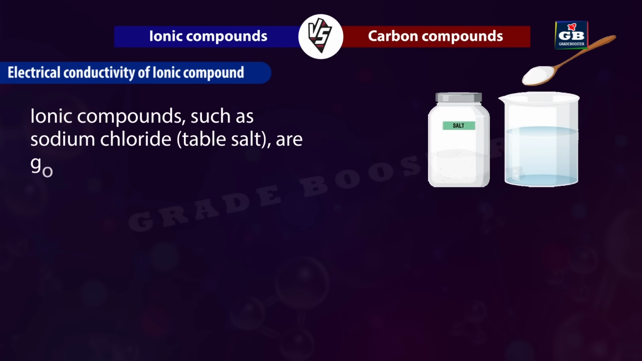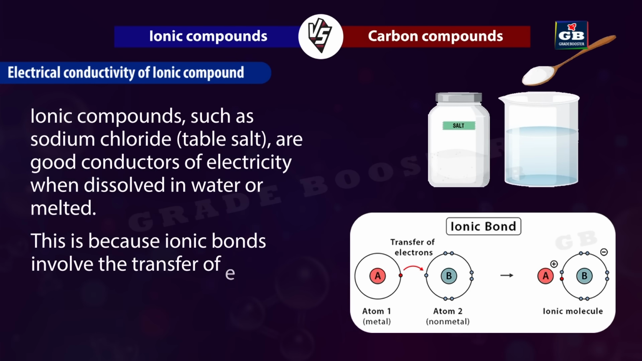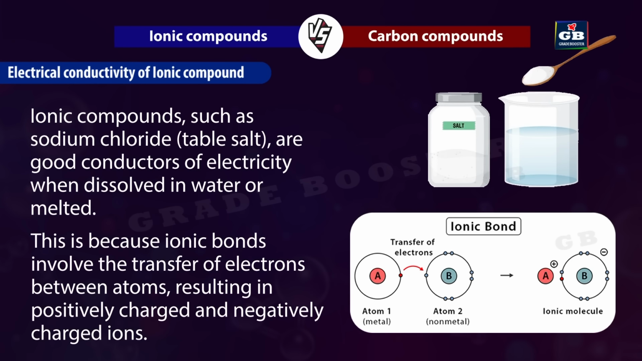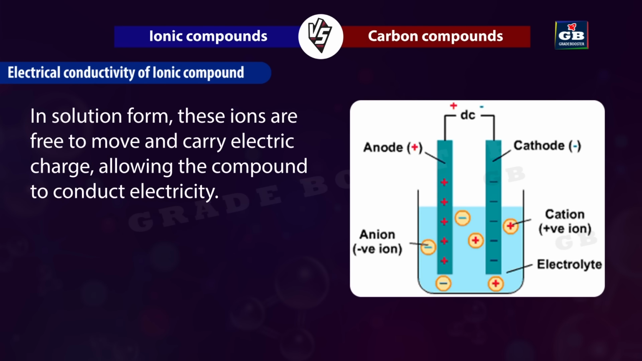Whereas ionic compounds such as sodium chloride, that is nothing but table salt, are good conductors of electricity when dissolved in water or melted. This is because ionic bonds involve the transfer of electrons between atoms. It results in positively charged and negatively charged ions. In solution form, these ions are free to move and carry electric charges, allowing the compound to conduct electricity.